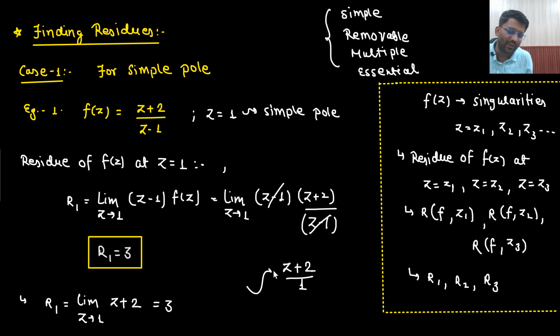So simply put z equals to 1 here. What answer are you getting? 3 only. Are we getting the same answer? Absolutely. Is that clear to you? So method 2 also you will remember. Very simple method. Shall I write it down as a summary?